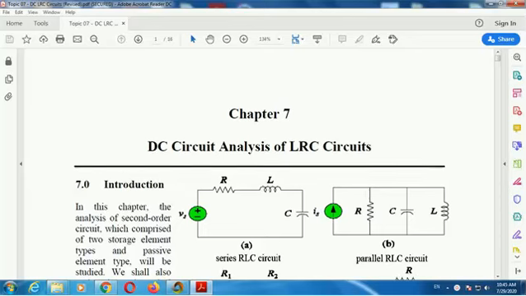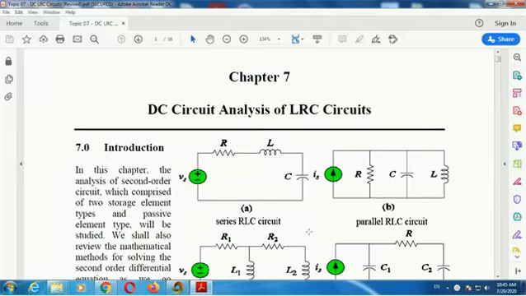Hello everybody. Today we're going to study a new chapter, which is DC circuit analysis of RLC circuits. In the previous chapter we studied RL and RC circuits. Now we study the RLC circuit in DC condition.